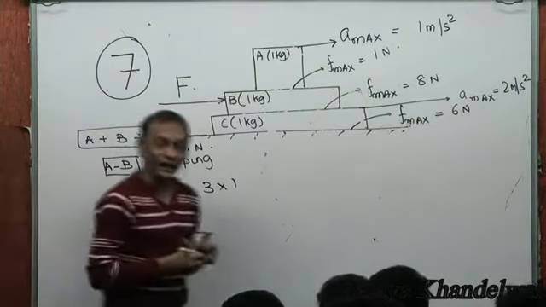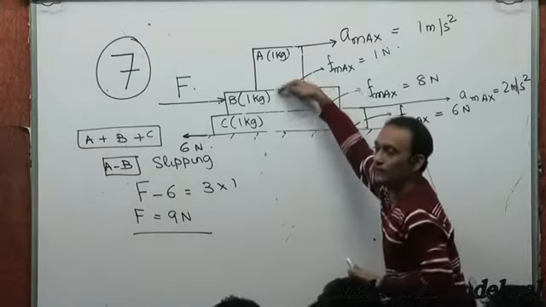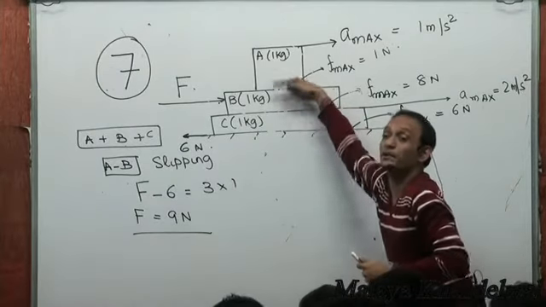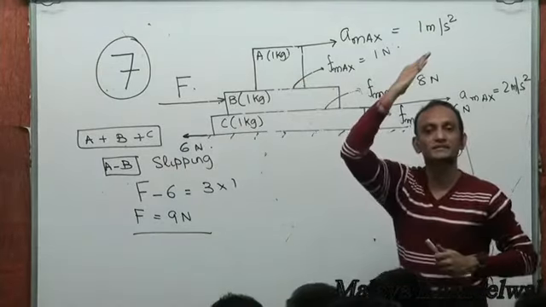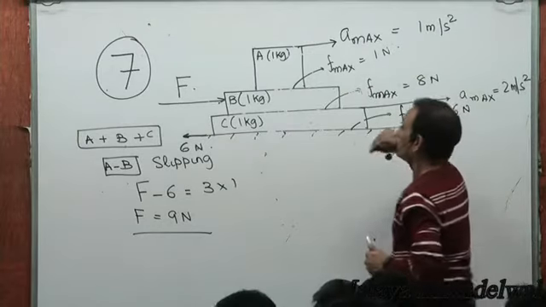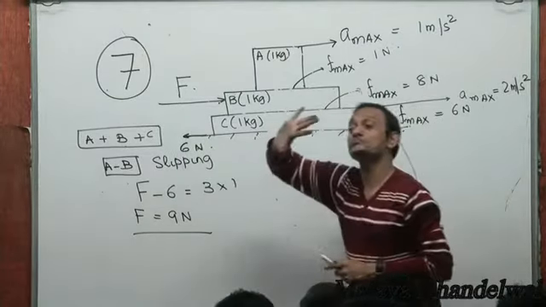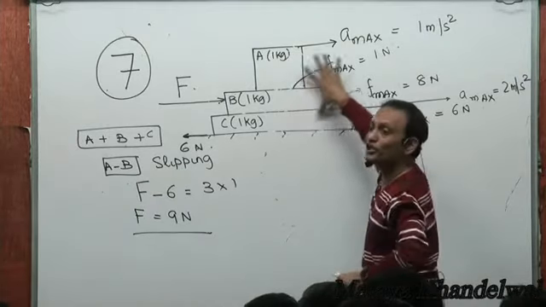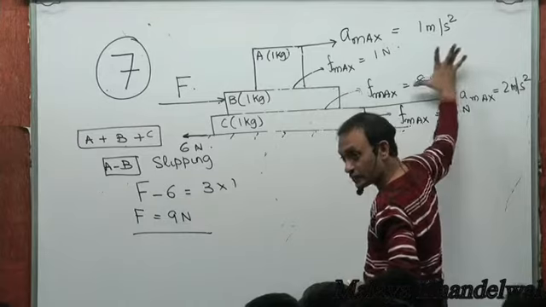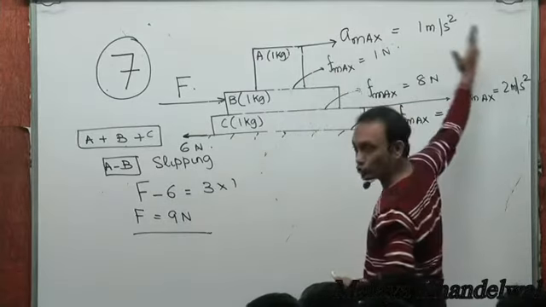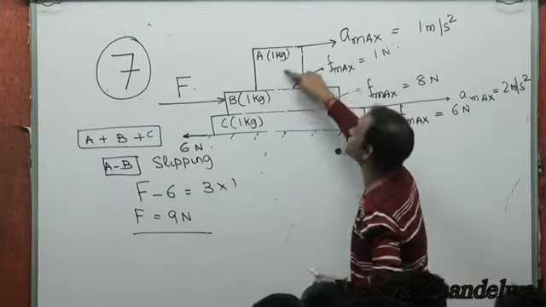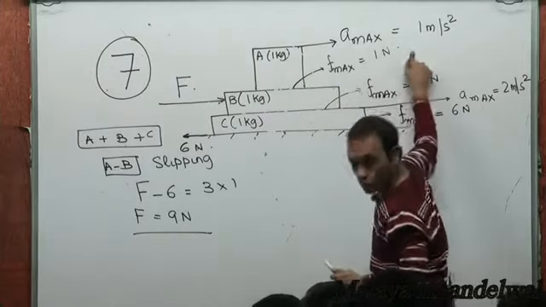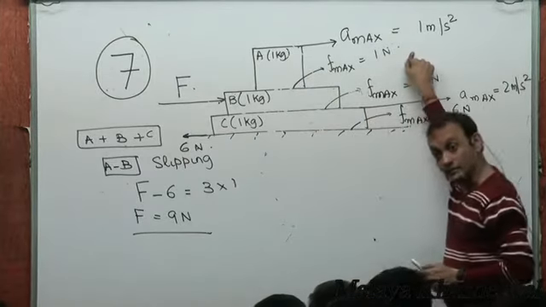That means F becomes 9 newtons. For F equal to 9 newtons, slipping between A and B will just about commence, right? When F is less than 6 newtons, nothing moves. From F equal to 6 newtons to 9 newtons, the 3 move together. Their common acceleration grows from 0 to 1 meter per second squared. Frictional force between B and A grows from 0 to 1 newton, right?